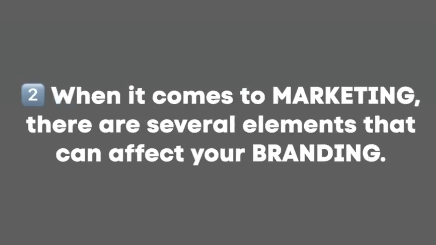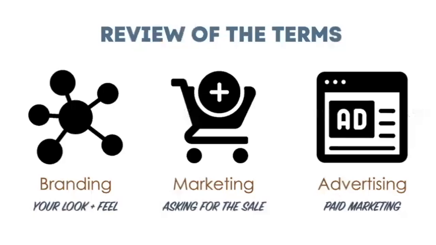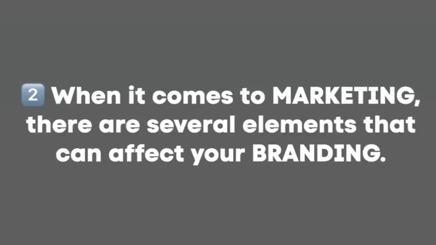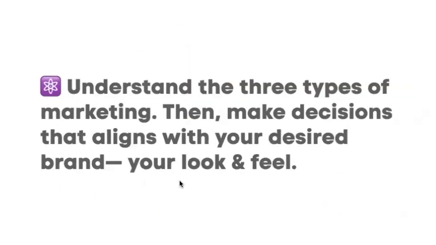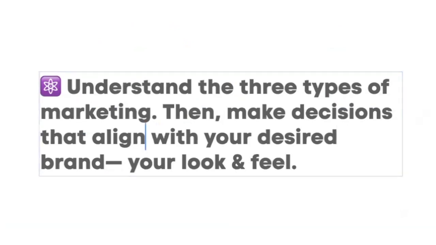Okay, so part number two, when it comes to marketing, there are several elements that can affect your brand. So just kind of look back at the graphic here. Branding, it's your look and feel. Marketing is asking for the sale. Advertising is paid marketing. That marketing, how you do that can affect your brand. It can affect your reputation. So we need to understand that there are three types of marketing, and then we need to make decisions that align with your desired brand. You need to understand marketing, and then you need to make decisions about your marketing that align with your desired brand, with your look and feel.